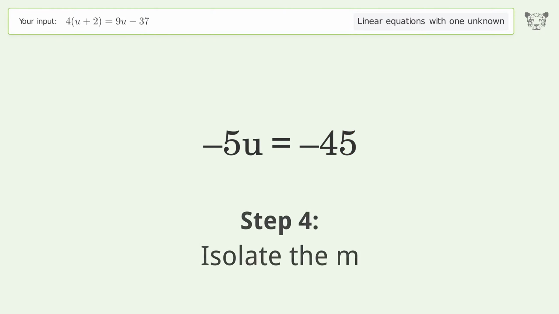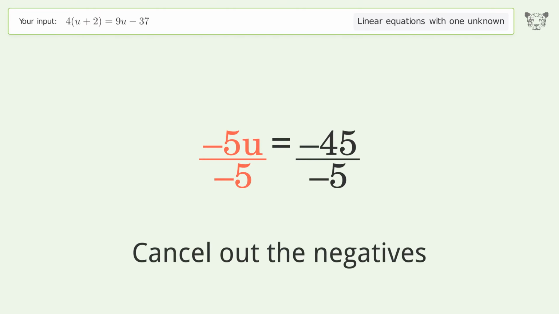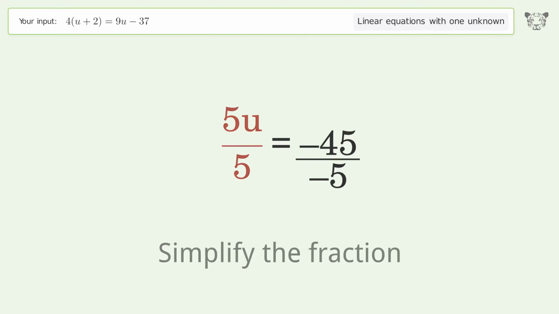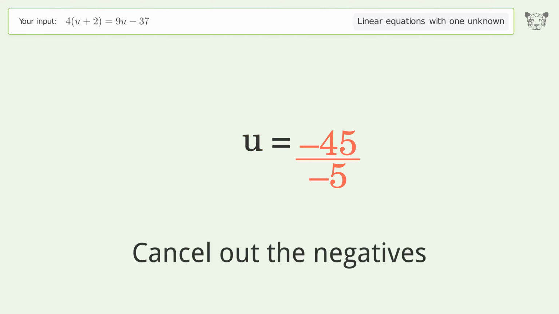Isolate the m. Divide both sides by -5. Cancel out the negatives. Simplify the fraction. Cancel out the negatives.